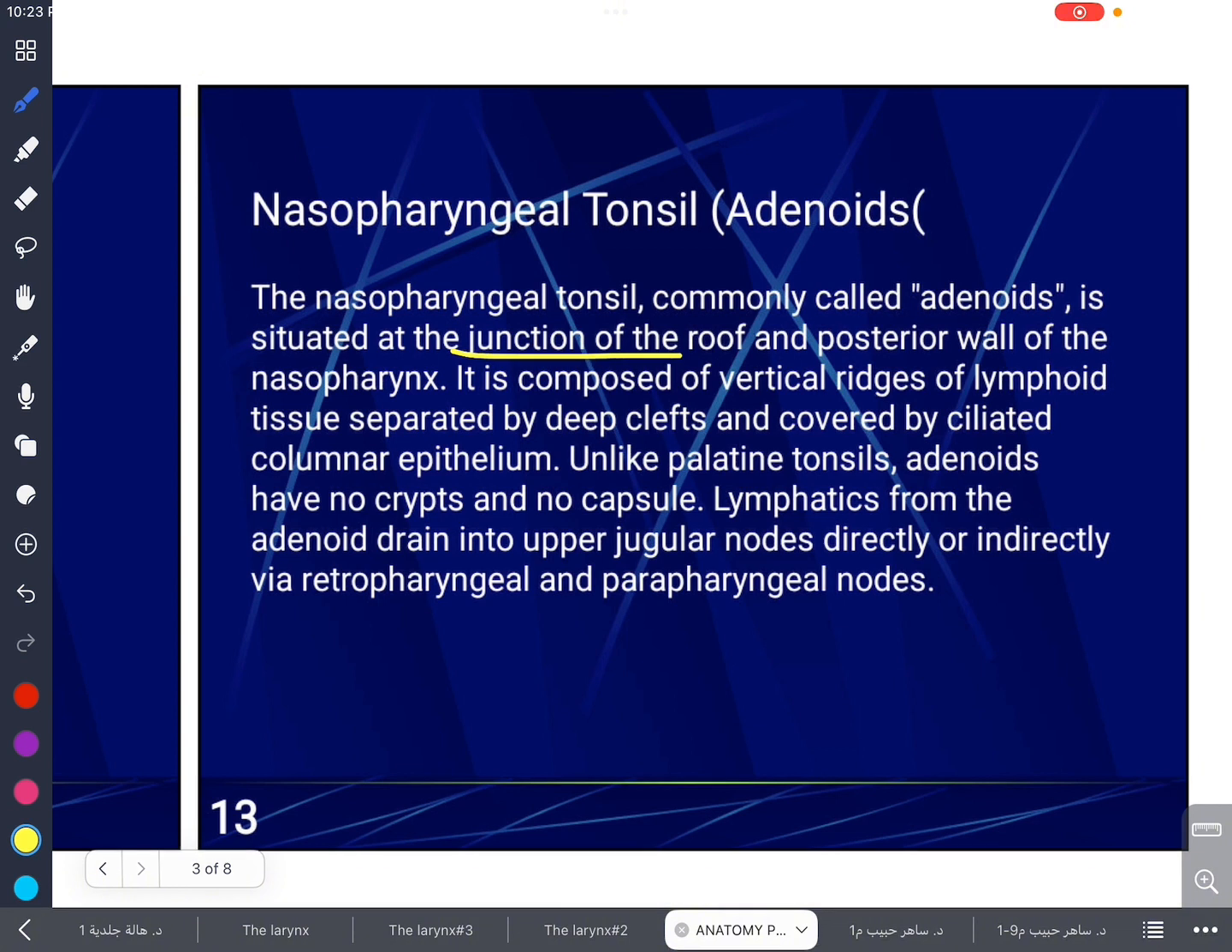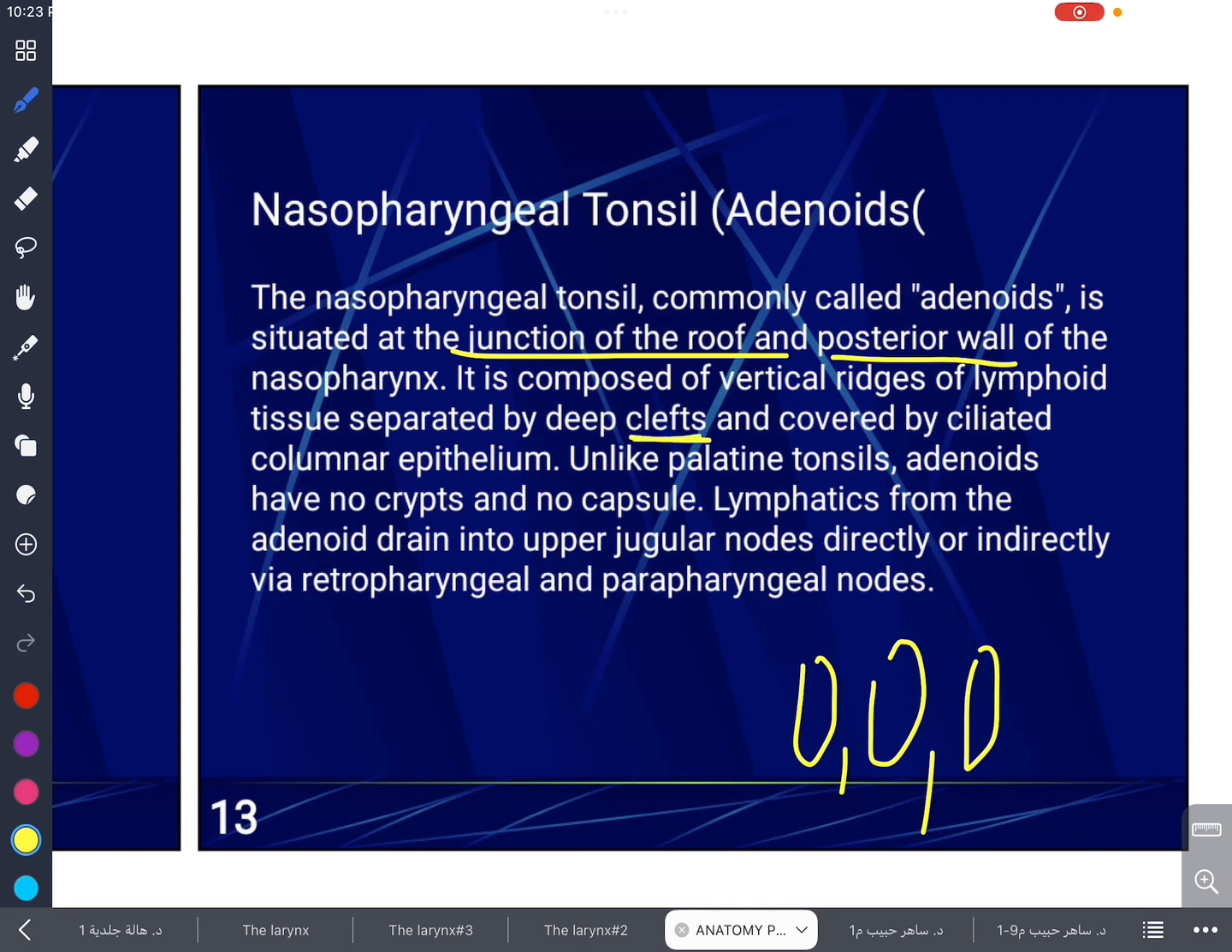Situated at the junction of the roof and posterior wall of the nasopharynx. The adenoid is a mass, vertical edges or ridges of lymphoid tissue separated by clefts. So it is ridges, columns of lymphoid tissue separated from each other by clefts.